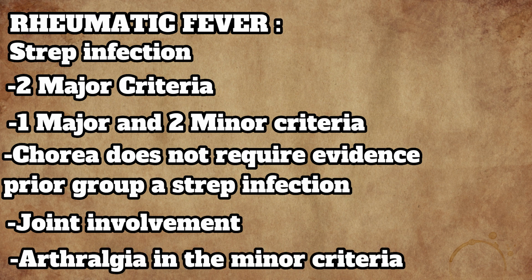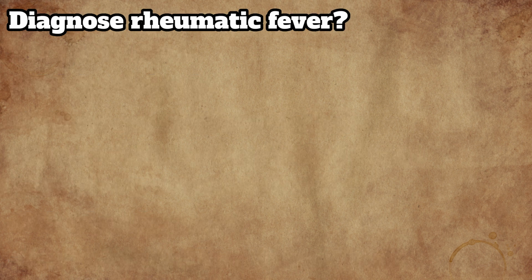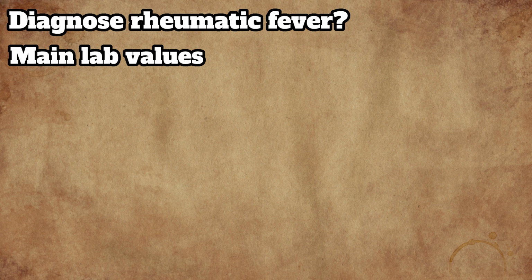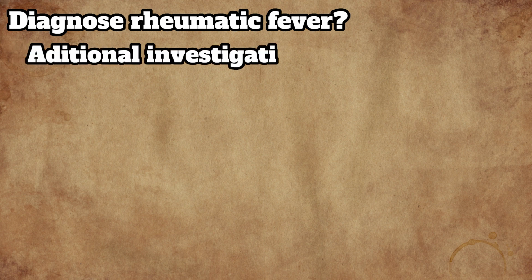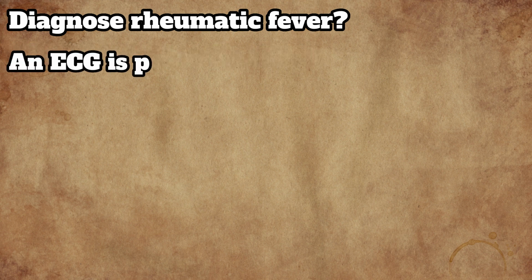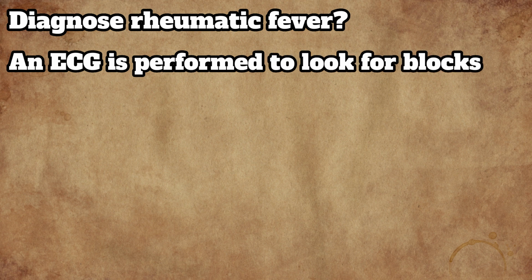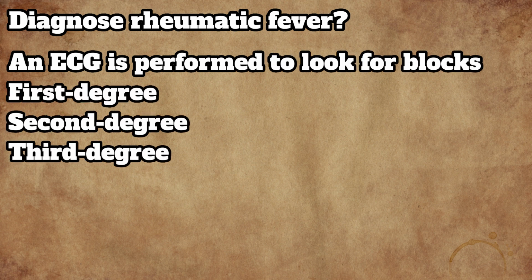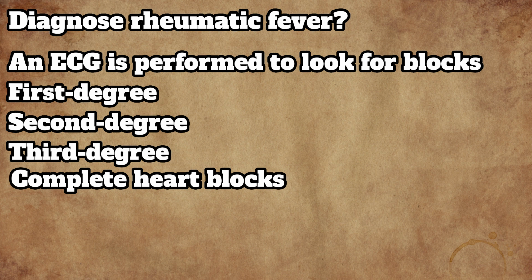Just as if a patient has carditis as a major criterion, a prolonged PR interval no longer counts as a minor one. So how do medical professionals diagnose rheumatic fever? We've already discussed the main lab values, so here are some additional investigations. An ECG is performed to look for blocks, the most common being first degree, but second degree, third degree, and a complete heart block can also occur.